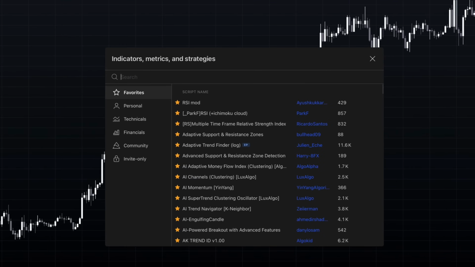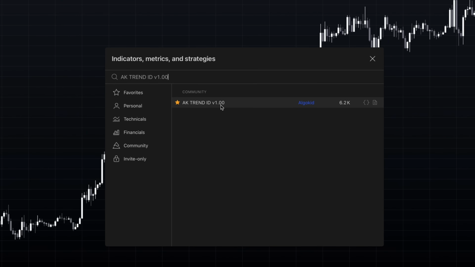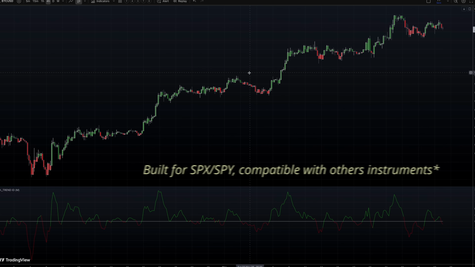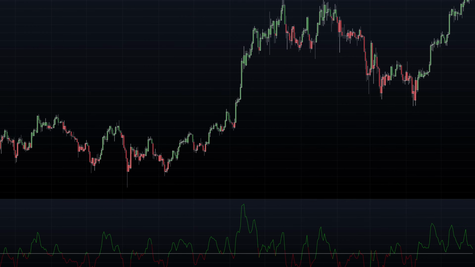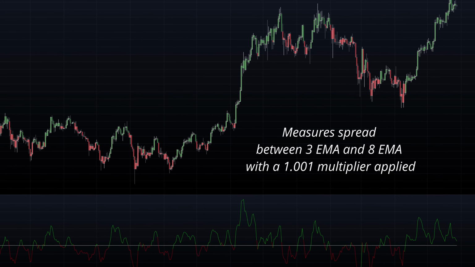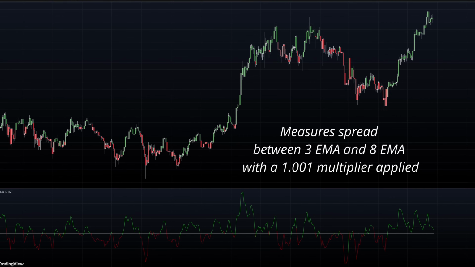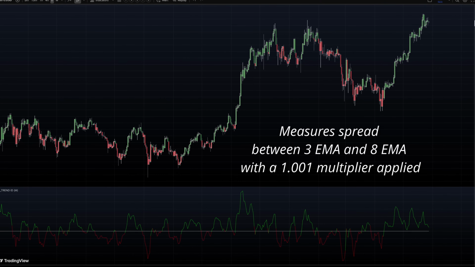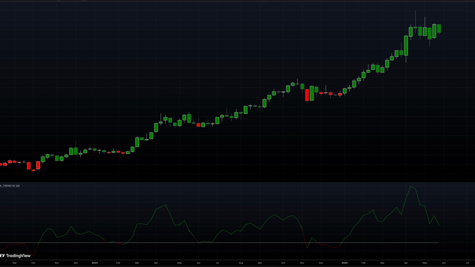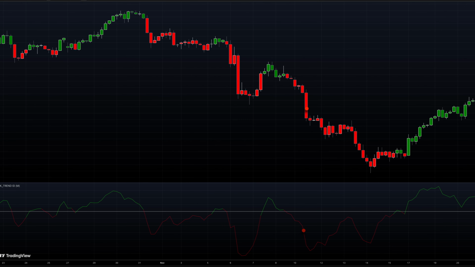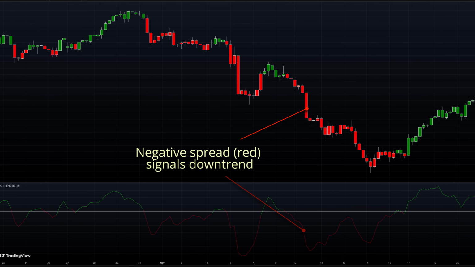AK Trend ID. Created by AlgoKid, this Pine script indicator offers basic trend identification, tailored for SPX or SPY on monthly timeframes. The indicator measures the difference between the faster 3-period EMA and the slower 8-period EMA, applying a slight multiplier of 1.001 to the spread. A positive spread, shown in lime, indicates an uptrend when the faster EMA is above the slower. A negative spread, displayed in red, signals a downtrend.